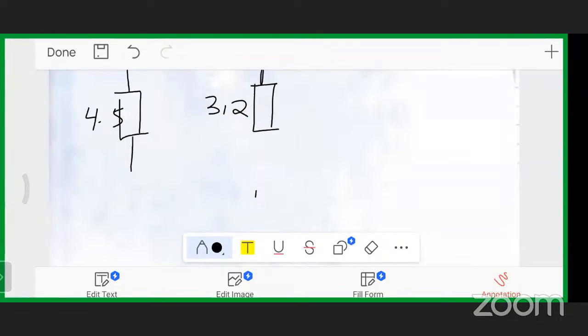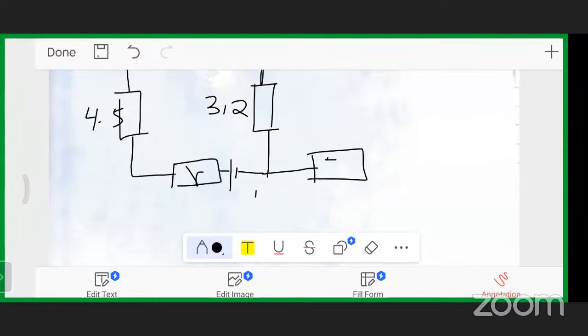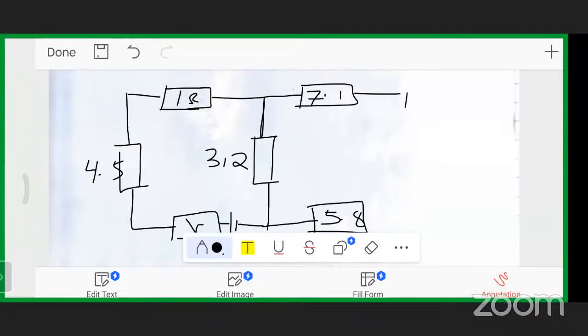This one comes, and we have an internal resistance r of the cell that is adjacent here. Then we also have 5.8. Then this comes and completes. So that was the circuit that was there. The top one is 7.1.